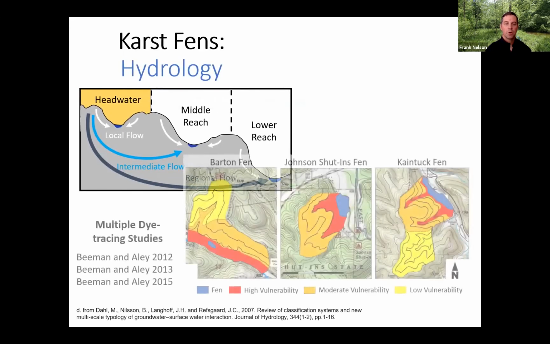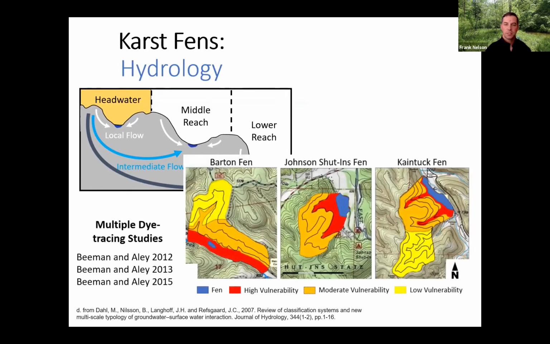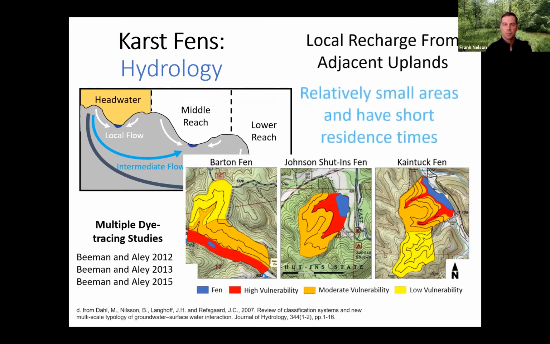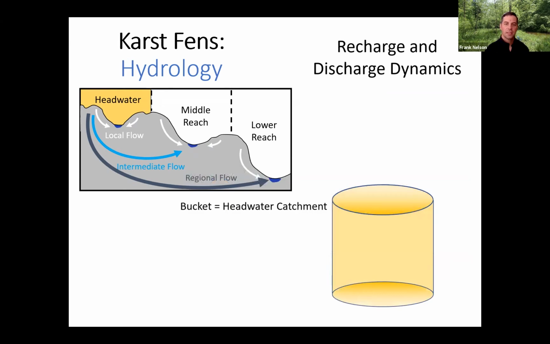There's been several dye tracing studies looking at trying to figure out this hydrology. And what they've found is that a lot of this is local recharge from the adjacent uplands. And so these are relatively small areas, 100, 200 acres. And there's a short residence time in which the water is kind of rolling off the hills and discharging at these locations.